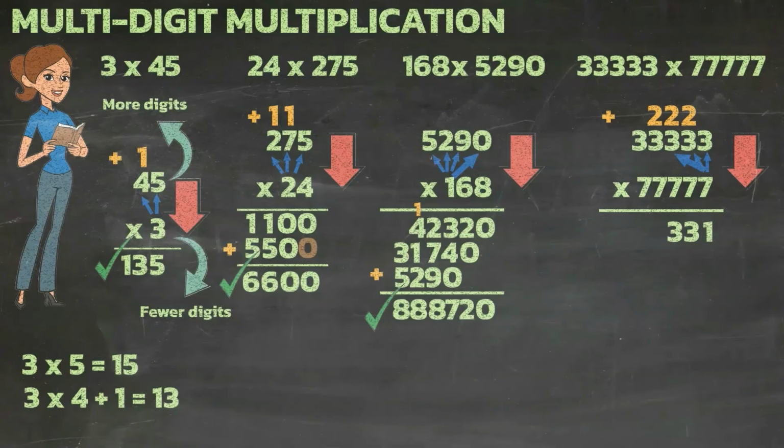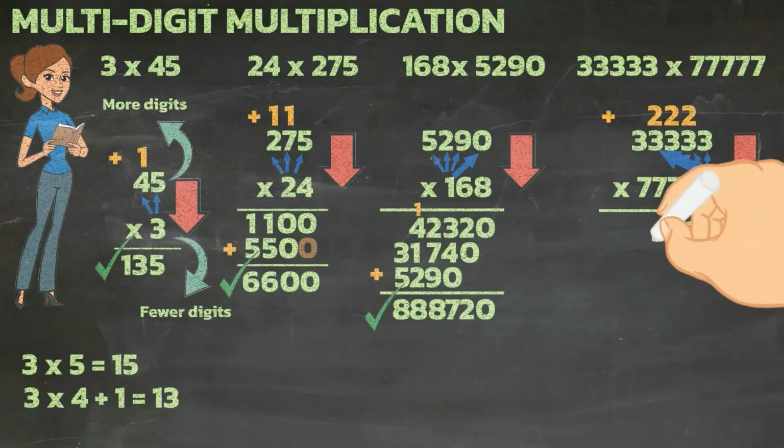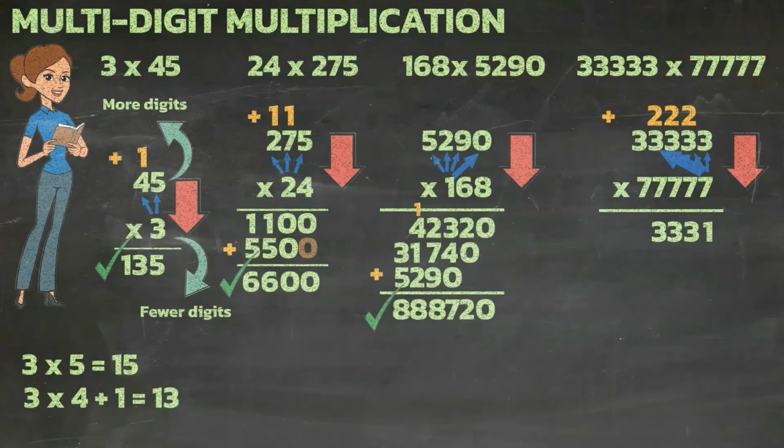Next. 7 times 3 equals 21 plus 2 equals 23. Bring down 3. Bring up 2. Next. 7 times 3 equals 21 plus 2 equals 23. Bring down 23.